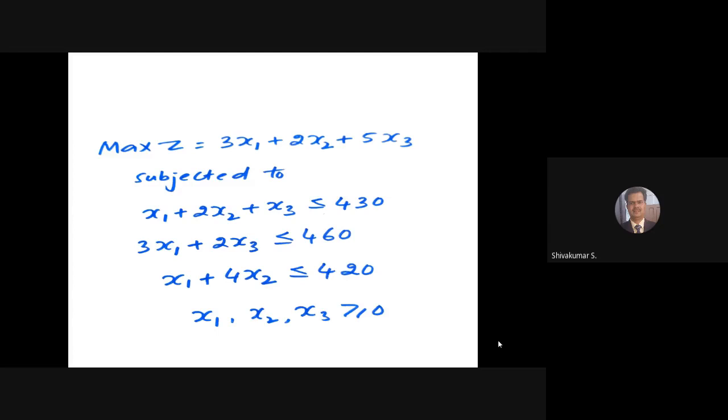Remember, this question has only 3 constraints. First constraint, less than 430. Second constraint, less than 460. Third constraint, less than 420. These are the 3 constraints. This is a maximization problem. You have to find the values of x1, x2, x3 to find the value of z, that is the profit function.